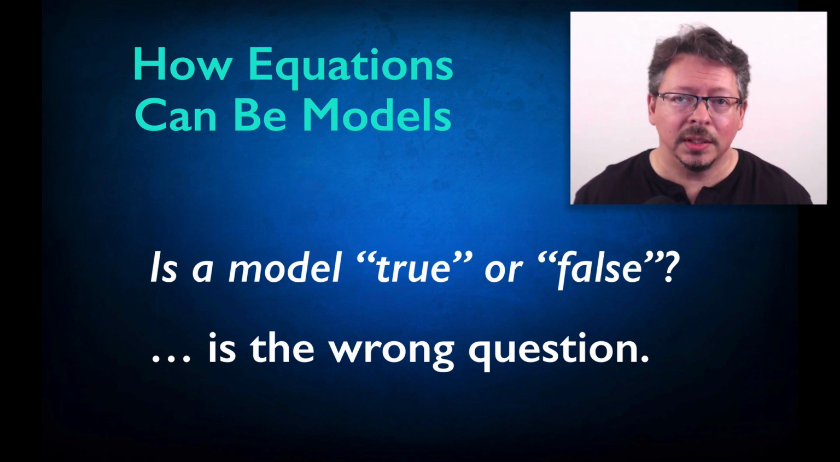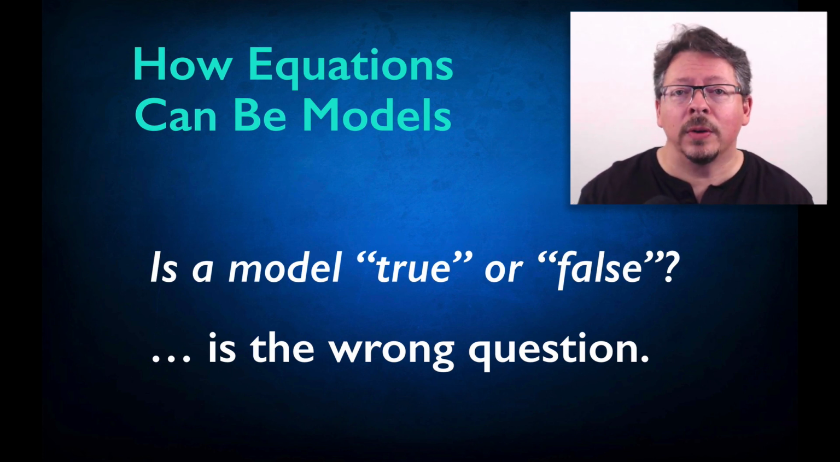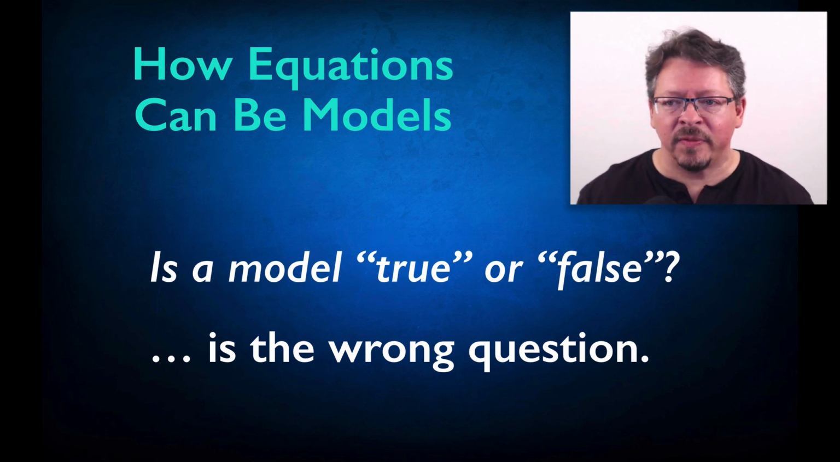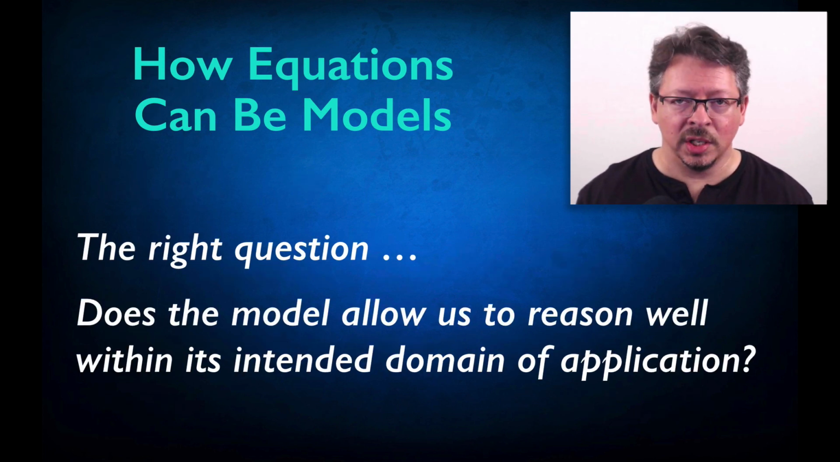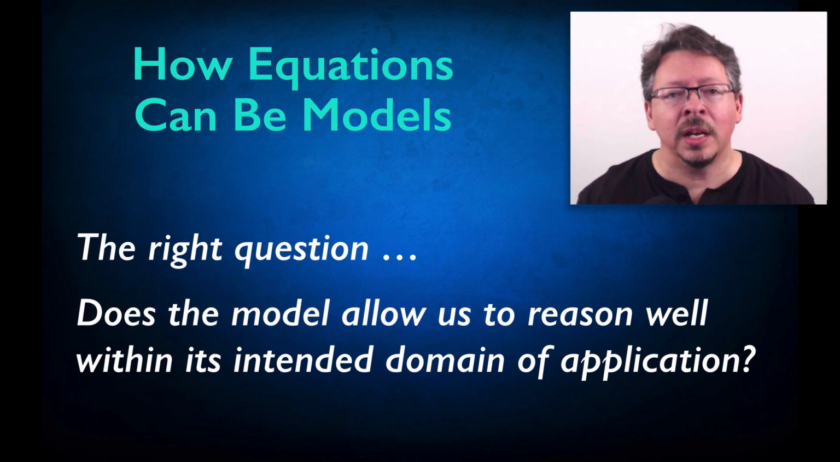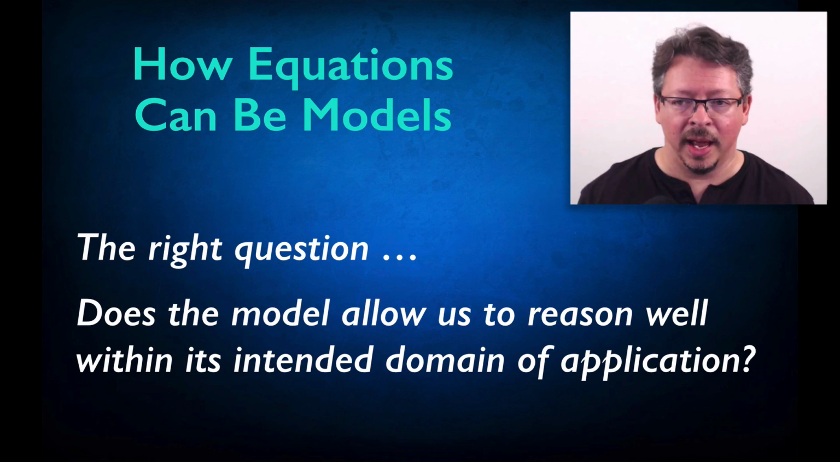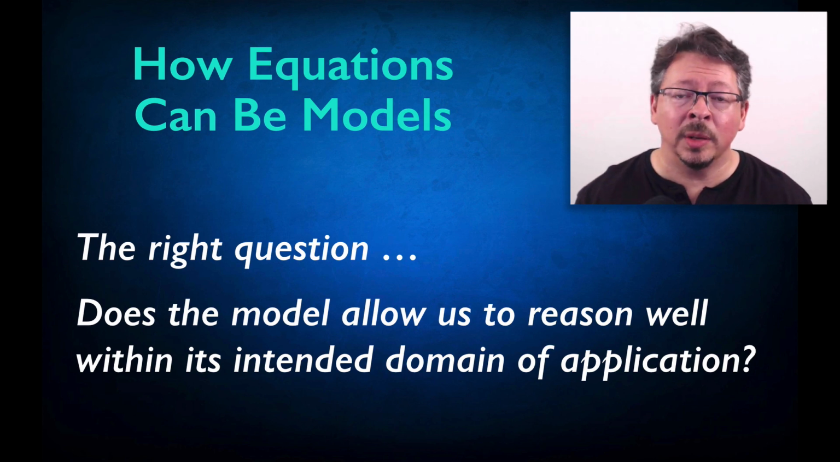So it can be tempting to ask whether models are true or false, but I hope it's becoming clear that this is not the right question to ask if we want to understand how models are actually used in science. The right question to ask is, does the model allow us to reason well within its intended domain of application? Now, reasoning well can mean a lot of things, but included in that is, does it allow us to make reliable inferences about what we will observe or measure? And the answer to that is always going to be relative to some intended domain of application.